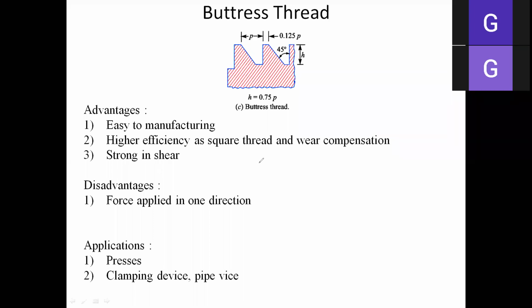But one more most important thing is, in this buttress thread, you can apply load in this direction only. So it is one directional type of application. So how we can explain this one force apply in one direction? If you just take example of our bench vice, if you take example of our simple presses, in that we need to apply the force in one direction only.